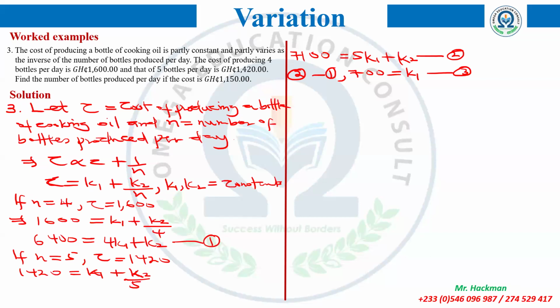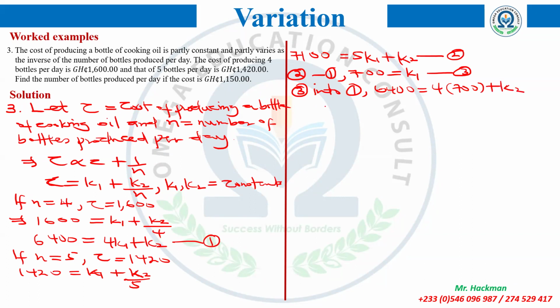Okay, so now we substitute equation 3 into which one? Which of the equations will be our preferred equation to carry out the substitution? Equation 1. Okay, you went for equation 1, and that will be better because that involves smaller values. Always go for the one that will involve smaller values. So we are going to get 6400 is equal to 4K sub 1, so it will be 4 into K sub 1, which is 700, then plus K sub 2.